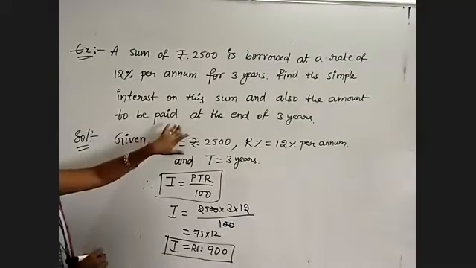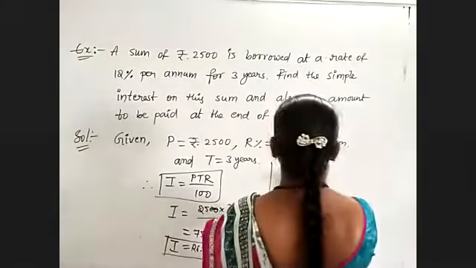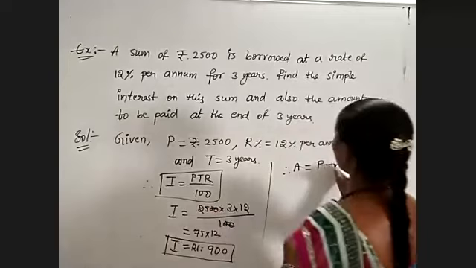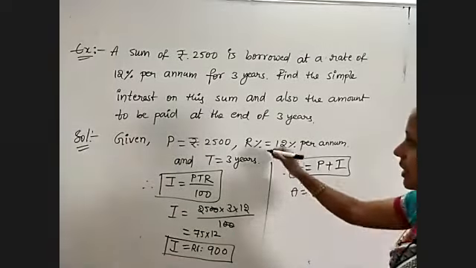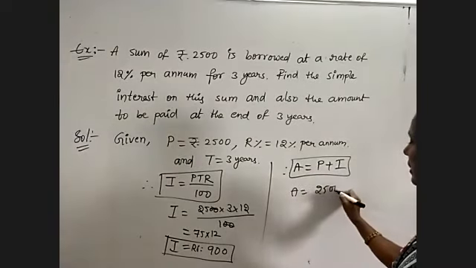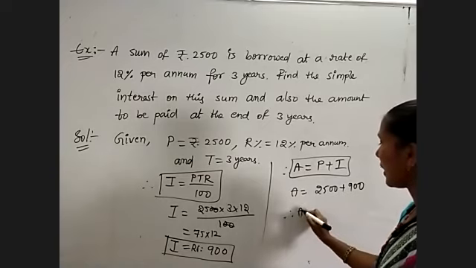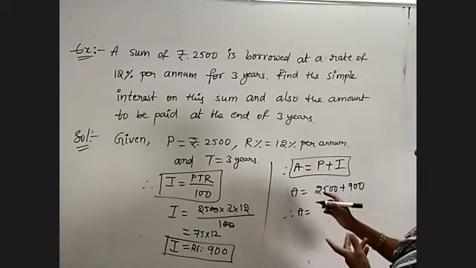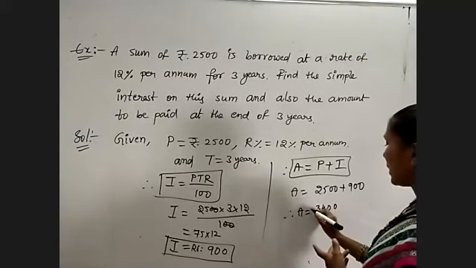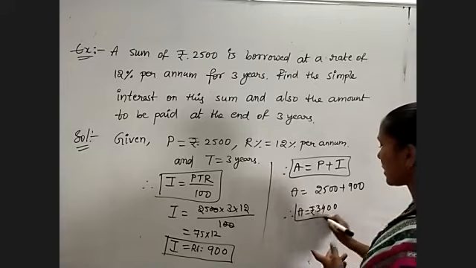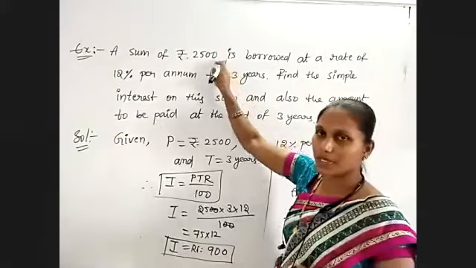At the end of 3 years, what will be the amount they are asking? Therefore, the formula we have: amount is equal to principal plus interest. So the amount is equal to principal 2,500 plus interest 900. So, at the end of 3 years, how much does he have to pay? That is 0, 0, 9 plus 5 is 14, and 3. 3,400 rupees he must pay at the end of 3 years for the 2,500 rupees.